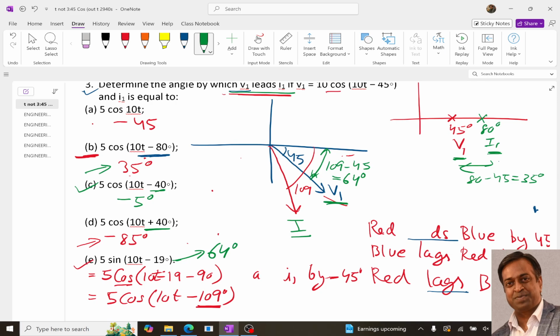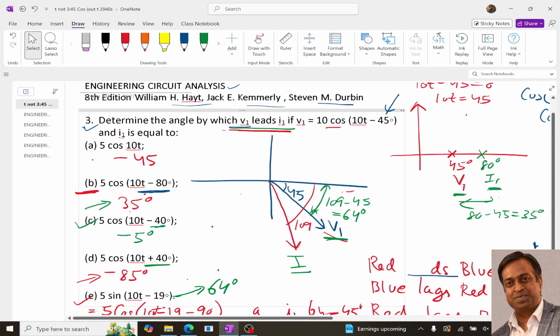So in this way, we can determine the phase angles between the two waveforms, and we can also determine which one is leading and which one is lagging.